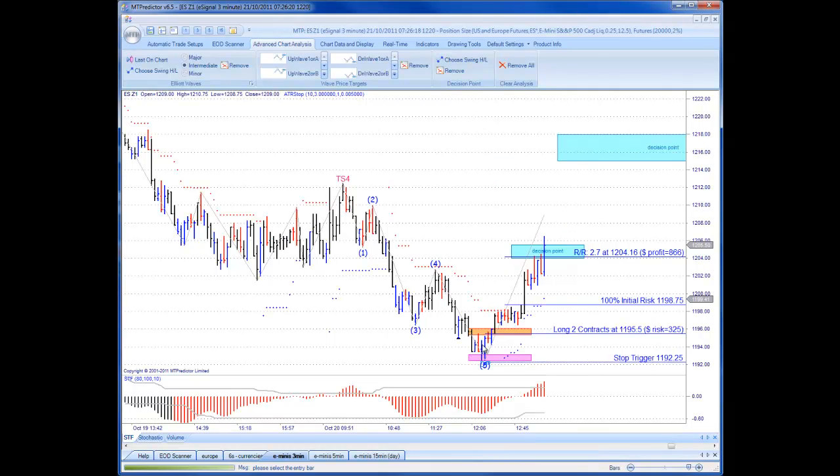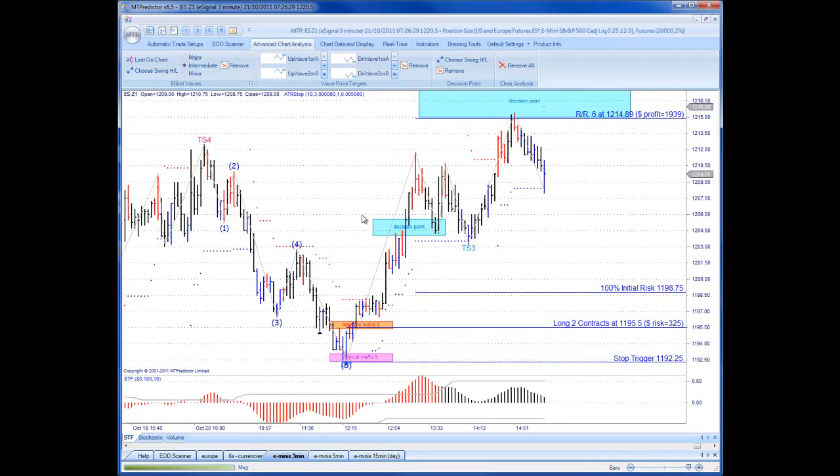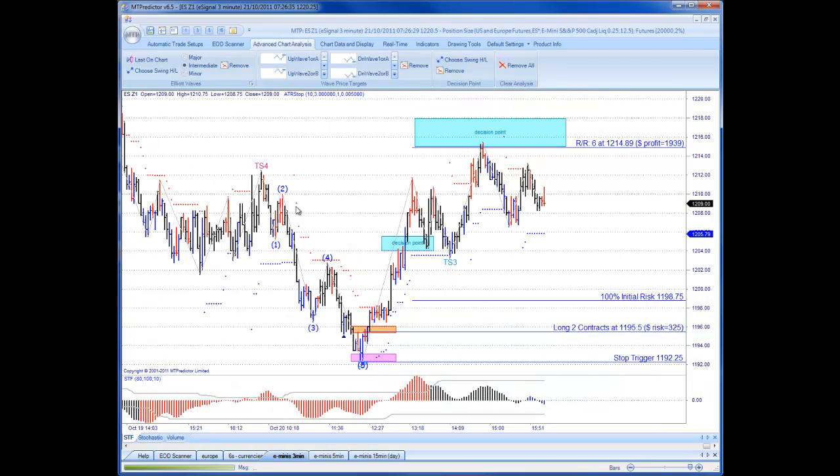Let's now re-evaluate the risk reward as of this new target here, and you can see it's gone up to 6R. In other words, the potential profit here is 6 times greater than the initial risk. We go forward for the rest of the day, and if I zoom out, you can see that this target here actually gave us the very high of the day. So this is what our Elliott Wave tool enabled us to do yesterday.